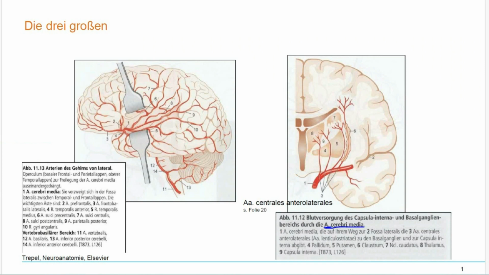Here there's also a nice picture that is good to know. From the middle cerebral artery comes a branch, the anterolateral central arteries, and that is responsible for the basal ganglia and the internal capsule, for example here number 4, the globus pallidus and putamen, number 7, the caudate nucleus, number 8, the thalamus, and number 9 here, the internal capsule. Yes, that's called the internal capsule.